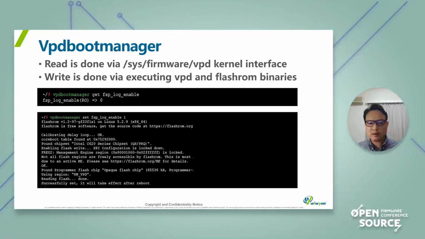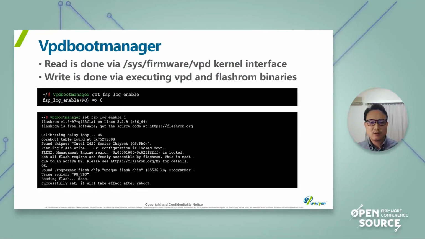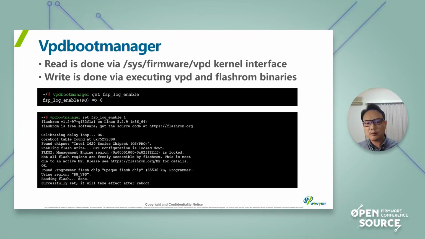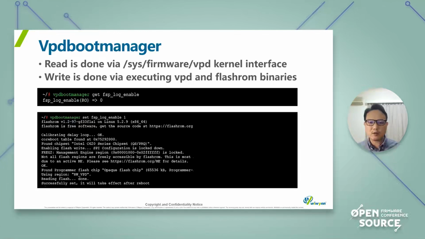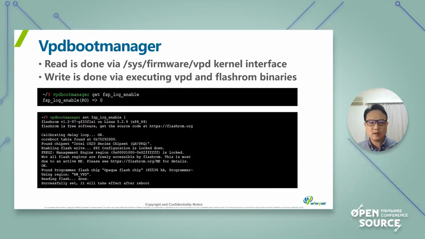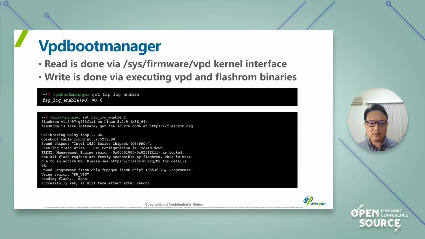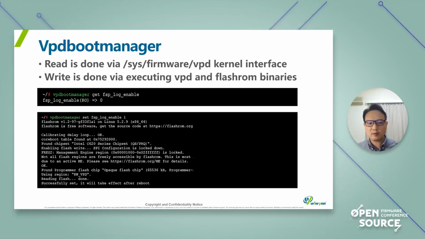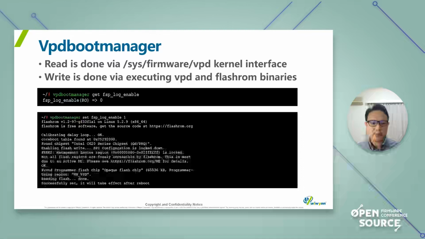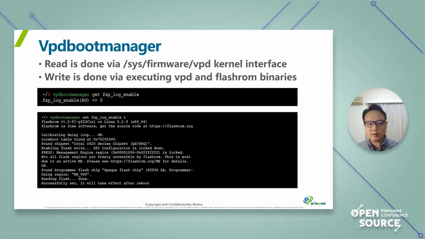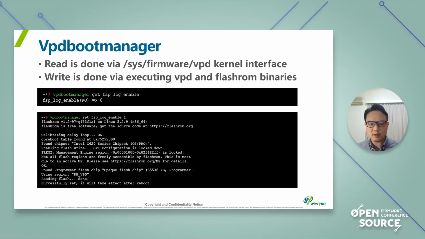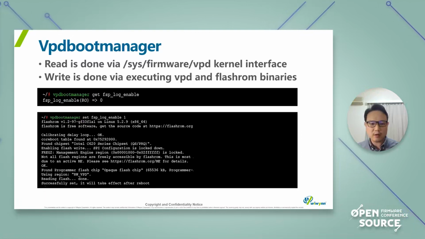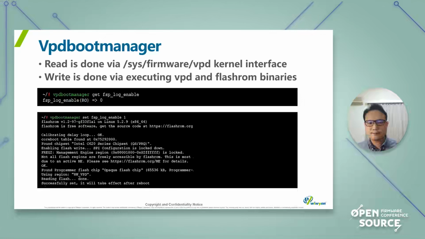Here are the execution screenshots. The read is done by reading the CBFS kernel interface, and the write is done through executing the VPD and flash ROM binaries. The first example is we get the value of FSP log enable, and it shows value 0. In the next example, we set it to value 1. From the screenshot, you can see it executes the flash ROM binaries to do the job.